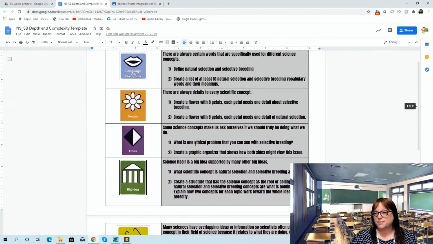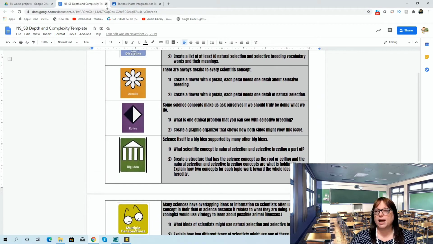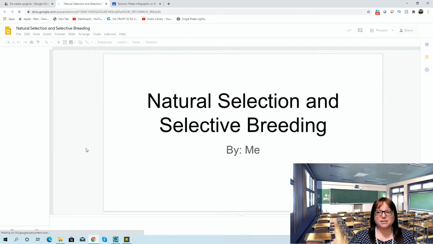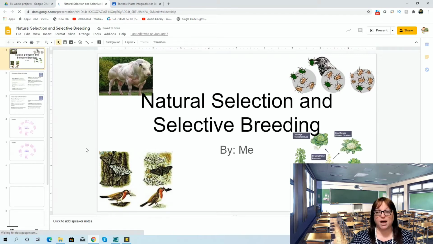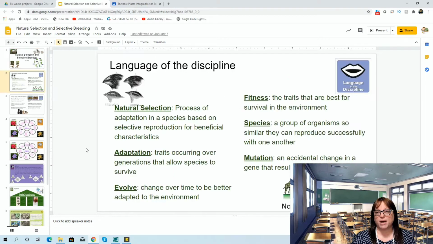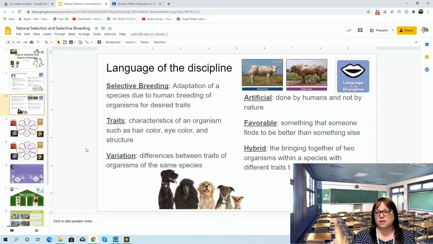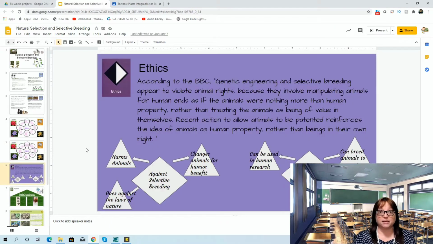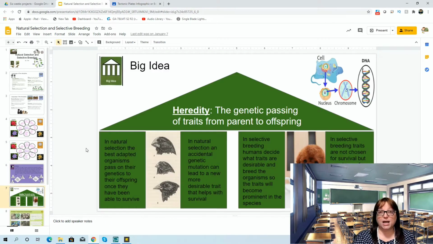So this is something that I have them do, and then I would have them create something out of it, whether it be the Adobe Spark or whether it be slides. They can do slides. So again, I made an example for them. I showed them how they could potentially think about the language of the discipline. Okay, here's some words that we use. Here's some details in a flower, because details is a flower. Here's the ethics of what goes on. The big idea that encompasses it is heredity.